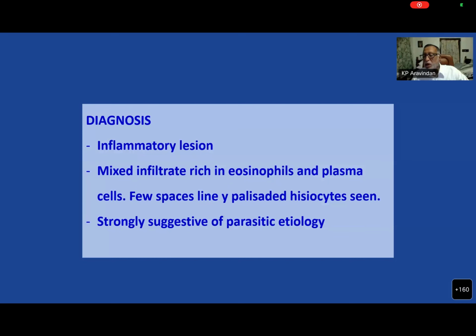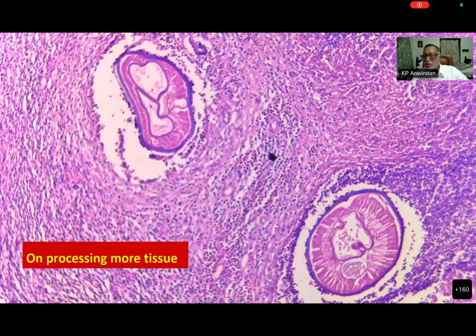And you should try taking more sections. And in this particular case, this is what happened. When more tissue was processed, there was this beautiful nematode parasite sitting there, long parasite. These are multiple sections of the same. Can you guess what it is? Make a guess. What group of parasites? Nematodes. Tissue nematodes.